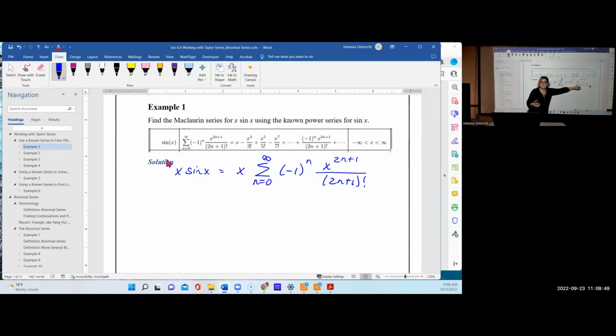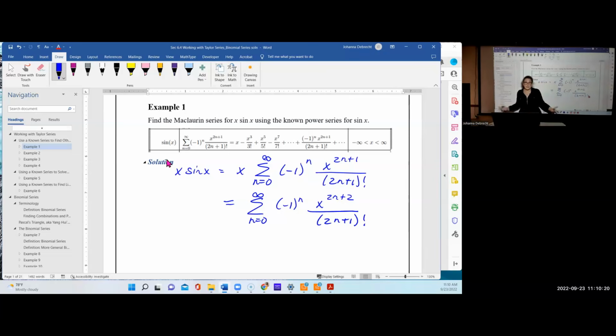So the x can just come inside here, and that gives me x times x to the 2n plus 1. And so the next thing that I can write is that this is equal to the series from 0 to infinity of -1 to the n, x to the 2n plus 2. Now, why 2n plus 2? When the bases are the same and you're multiplying, you add the powers, and the power on x is 1, and 1 plus 2n plus 1 is 2n plus 2.